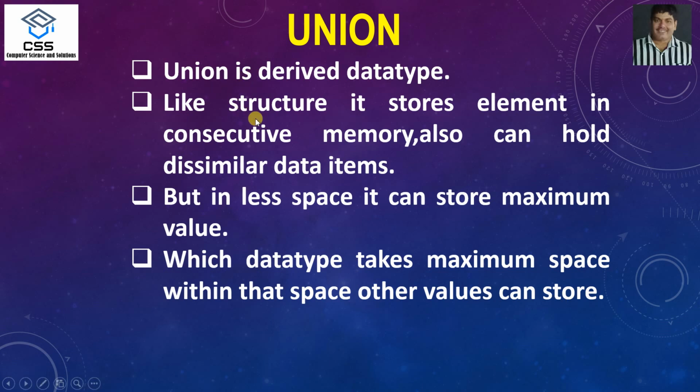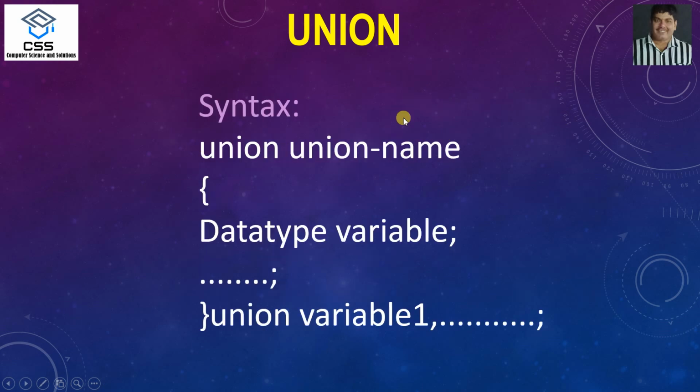Union is a derived data type. Like structure, it stores elements in consecutive memory and holds dissimilar data items, but in less space, it can store maximum values. Whichever data type takes the maximum space, within that, the other values will be stored. That is the syntax of a union. Just like we declare a structure name, we can declare a union name. Union name is an identifier. Like this, the elements will be declared as data type and variable, and so on. And all those members will be placed within the two curly brackets, and there is a union variable like a structure variable, because without a union variable we cannot interact with the union elements.